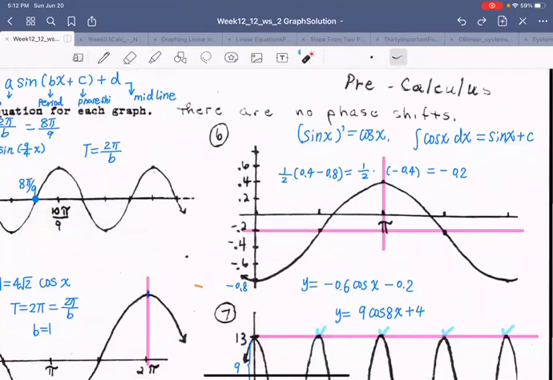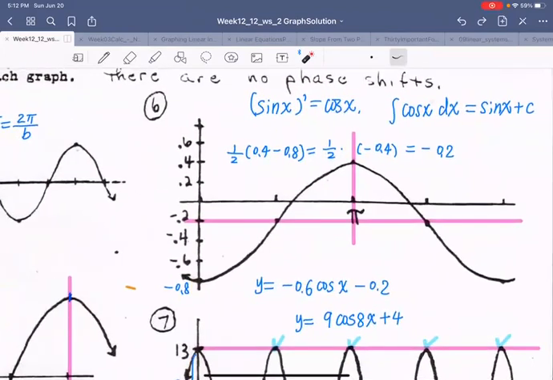Look at this. This one has a vertical shift. For this one, the period is easy to find. This is pi, here is 2 pi, okay? Any volunteer for doing this question? Any volunteer want to do number 6?